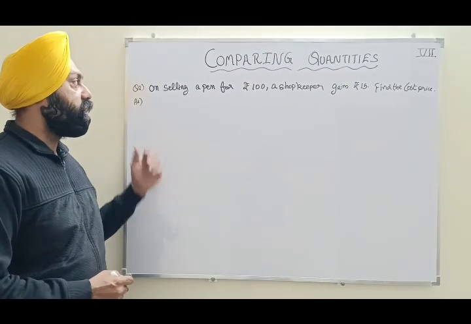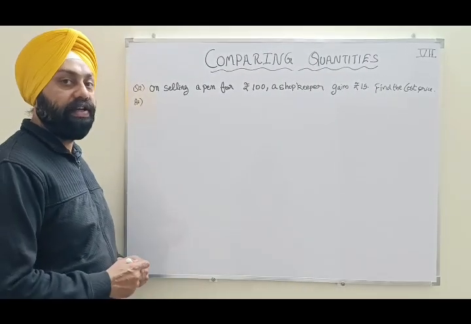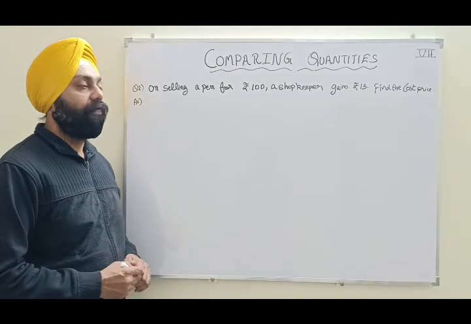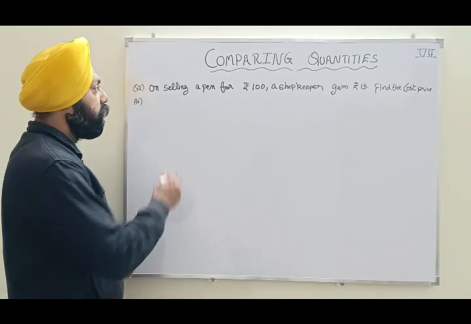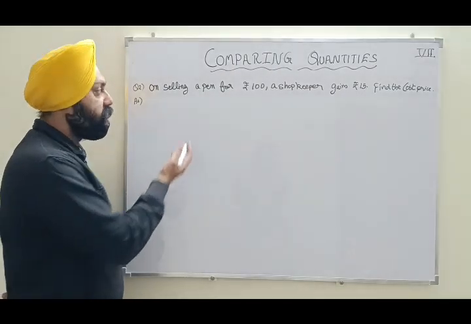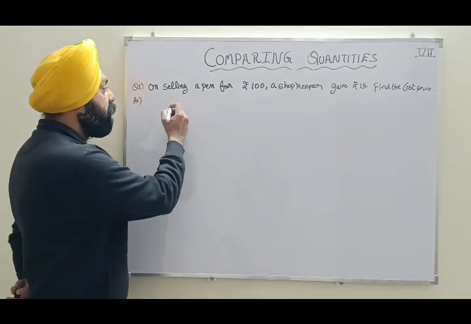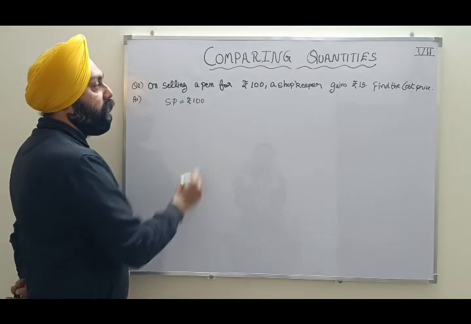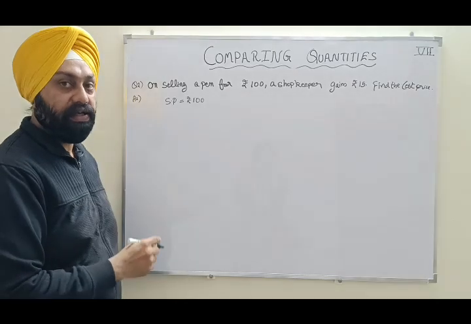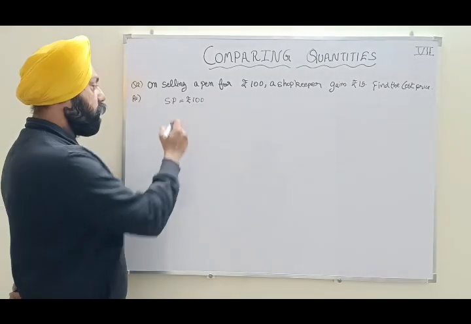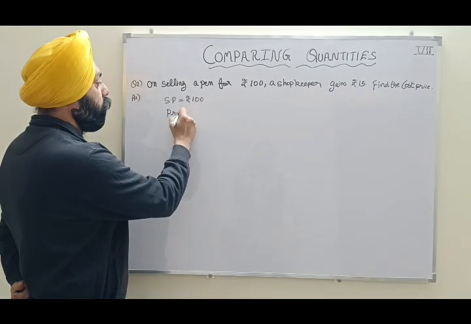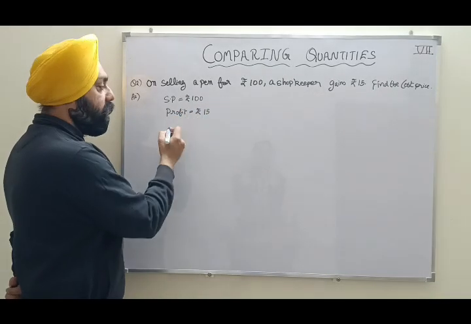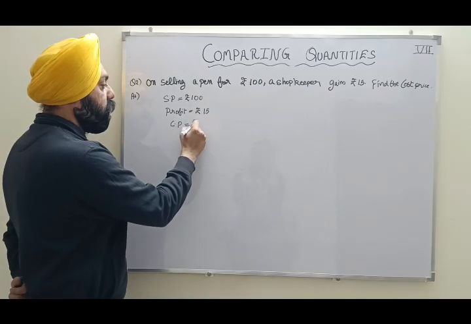So moving on to the next question. It says that on selling a pen for rupees 100, a shopkeeper gains rupees 15. Find the cost price. So step 1 is, whatever is given in the question, just write it. On selling a pen means SP of the pen is equal to rupees 100, and the shopkeeper gains. Gains is another synonym used for profit. So we can write gain or profit is equal to rupees 15. What we have to find is the cost price. So we'll put a question mark.